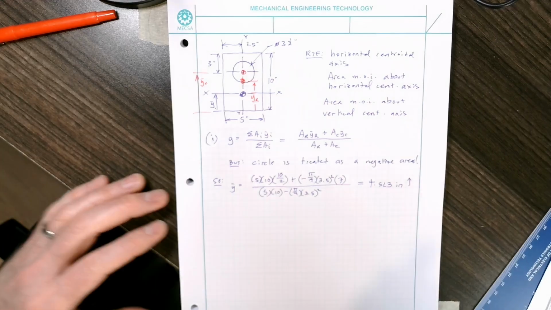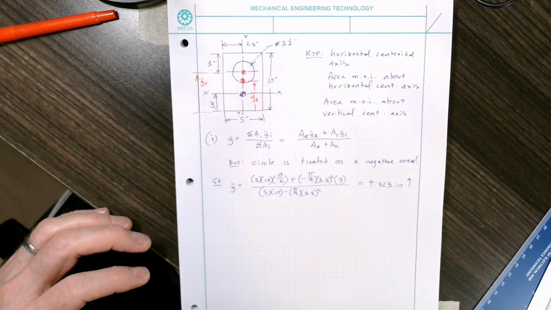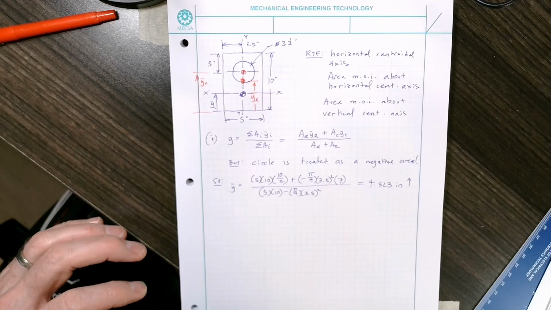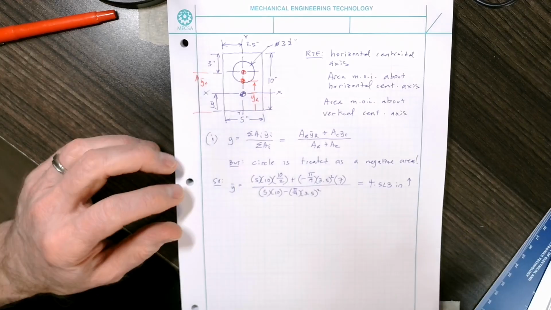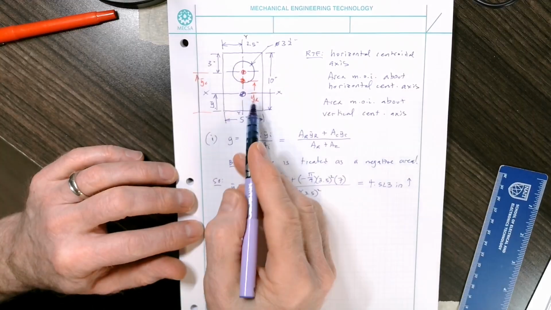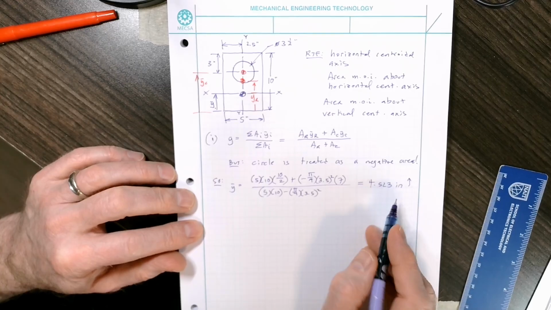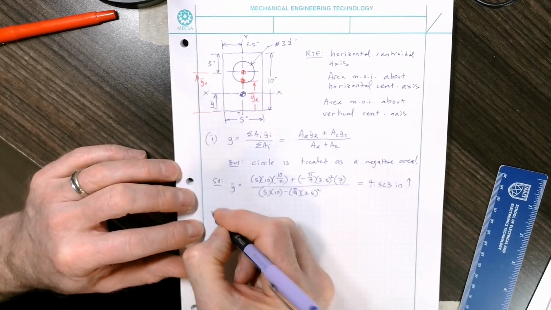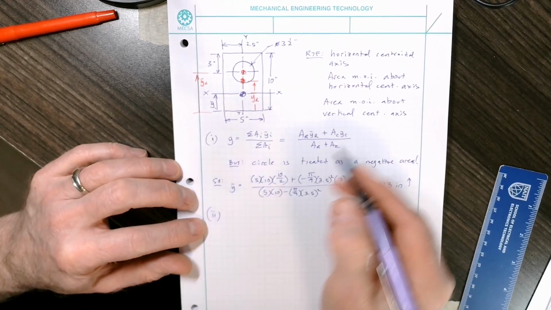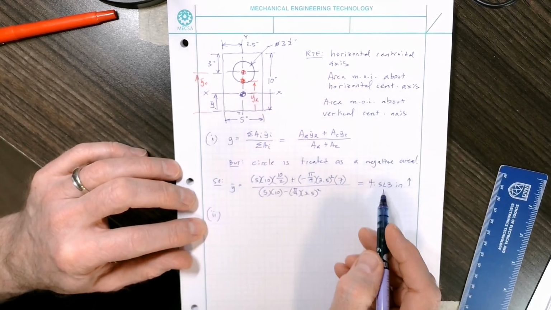Judge your answer if you're able to on the validity of it, the sanity check. It's going to be below the 5-inch point. I kind of exaggerated it here, but 4.523. Okay. All right. Moment of inertia calc about the horizontal axis. Well, we've got that axis. Let's make use of it now.